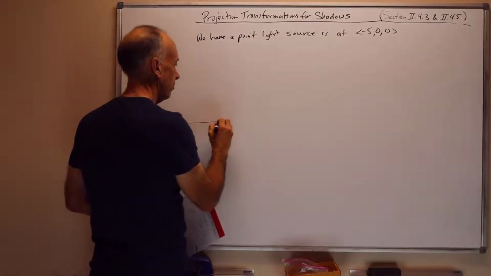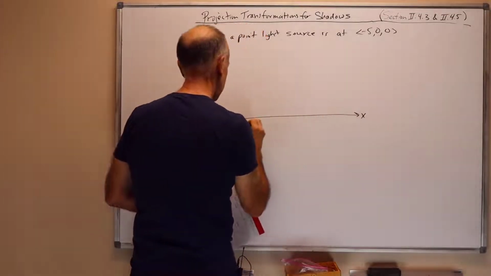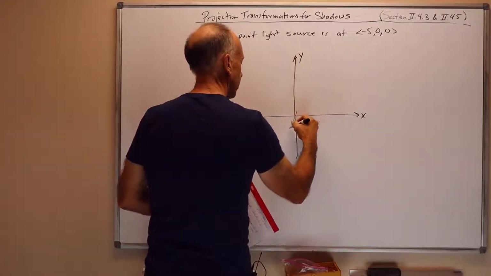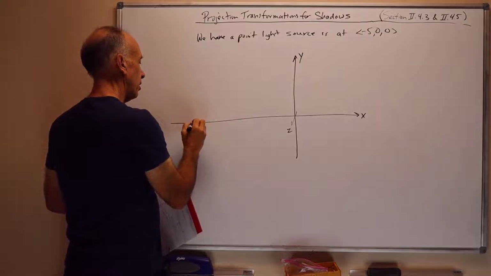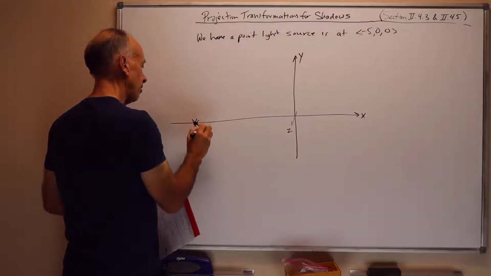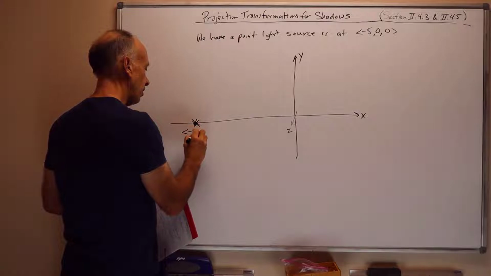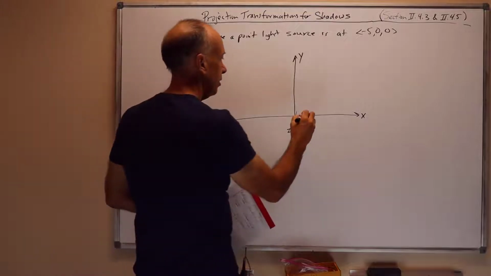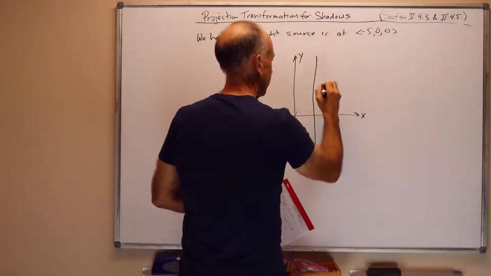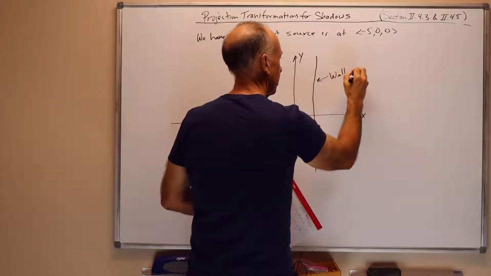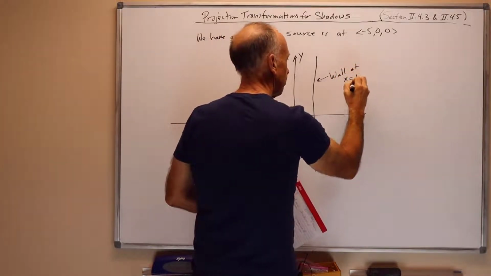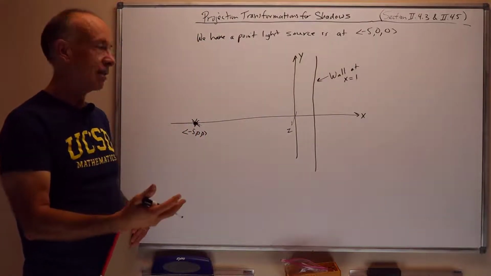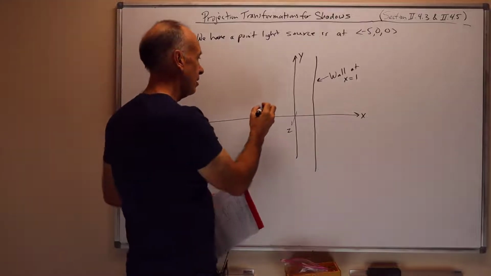Let me draw a picture here. Here's the x-axis. Here's the y-axis. The z-axis is coming out of the board. And we've got a point light source right here, shining out light in all directions at -5, 0, 0, 5 units down the negative x-axis. And we have a wall here at x equals 1. So this is the plane parallel to the yz plane containing the points x, y, z, where x equals 1. And the light is casting shadows onto that.